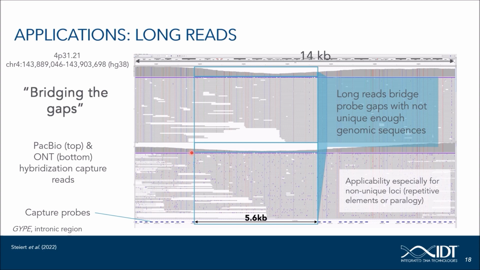So you can see that despite no probes targeting the whole area here, the coverage is decreasing, however it never gets zero. This is depicted here for the PacBio hybridization on the top and the Oxford Nanopore hybridization on the bottom track respectively. This is how you can unravel what's in these difficult to sequence areas with a high sample throughput.